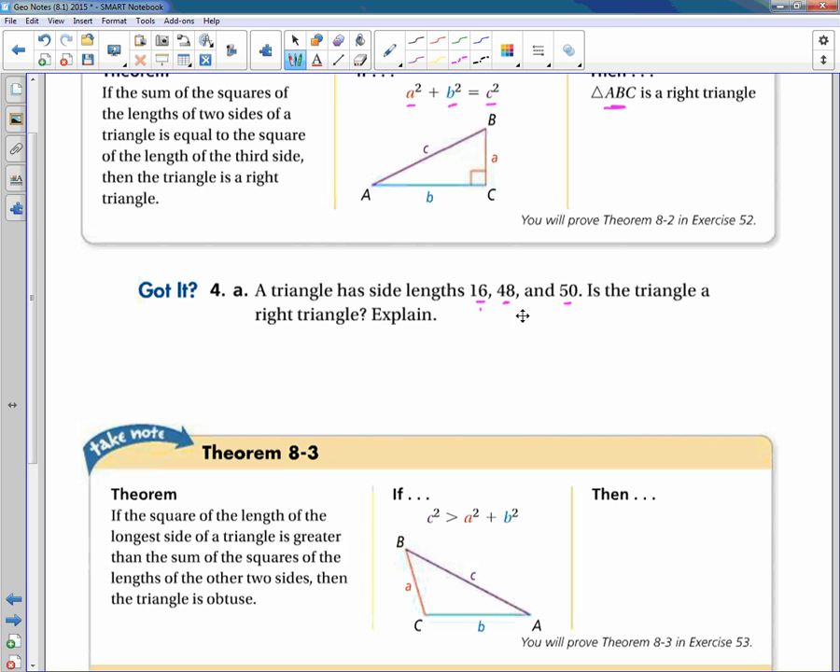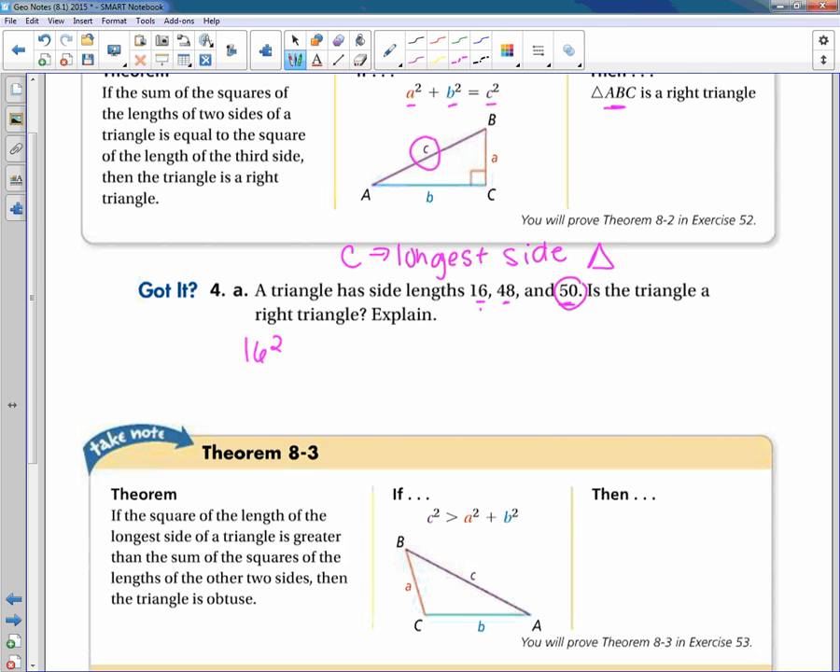Now the first thing we have to look at when we look at these three values is which one will be C. Because A and B are interchangeable, they're both legs, but C is not. And we remember that C is across from the 90-degree angle, and it's always the longest side of your triangle. Okay, so this value, 50, will actually represent C in this particular case.